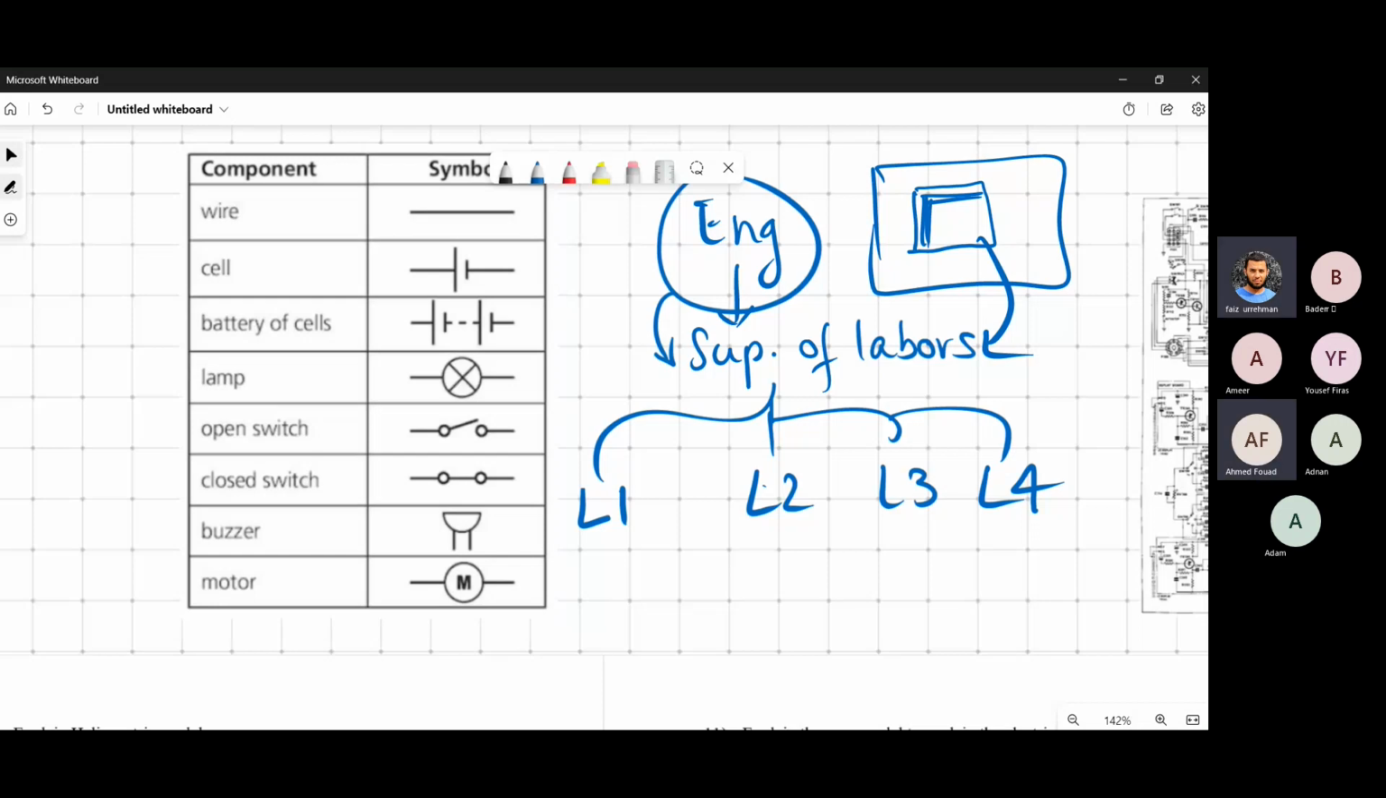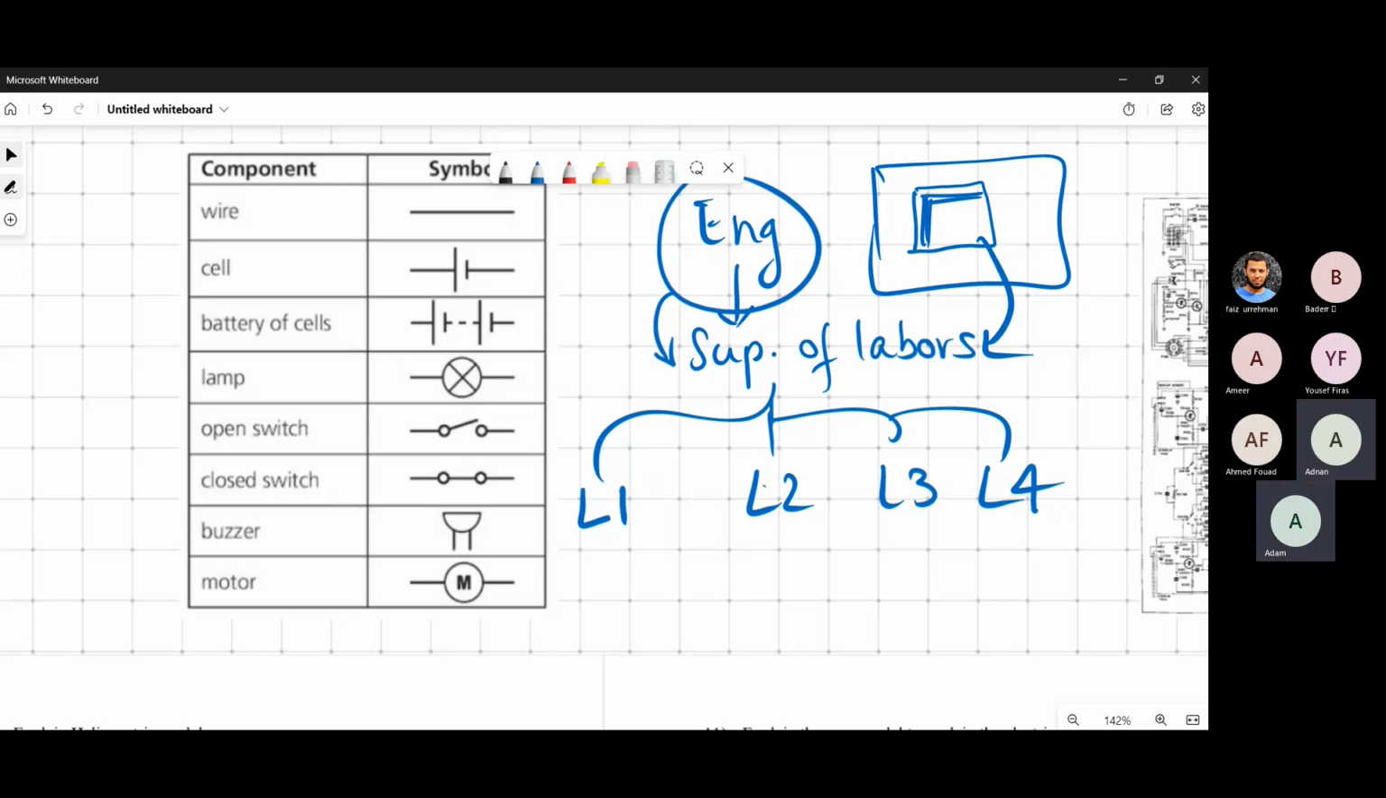Can you write the word? But Mister, I have a question. What is the motor? Motor? When you pass the electricity, it starts moving, like you have in a fan, like you have in a washing machine. Those are motors.